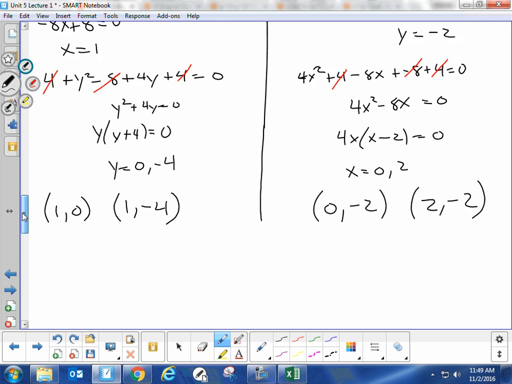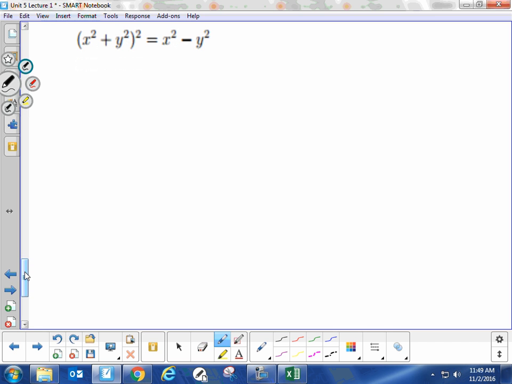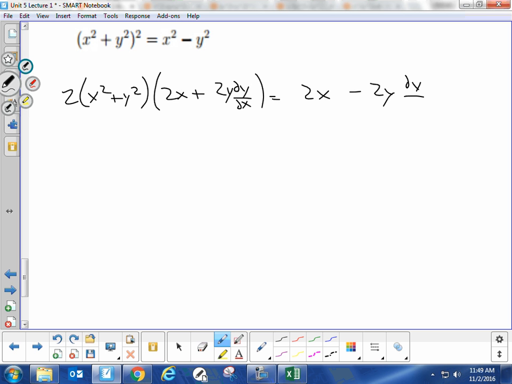One more heads up. We won't really go through the entire problem. If you're asked to find the derivative of this guy, the key is actually not using the chain rule. I'll show you why. You don't have to write it down. Because if I use the chain rule, I'd get 2(x squared plus y squared) times (2x plus 2y dy/dx) equals 2x minus 2y dy/dx. Now, here's the problem with that. This dy/dx is trapped in this multiplication of two terms.